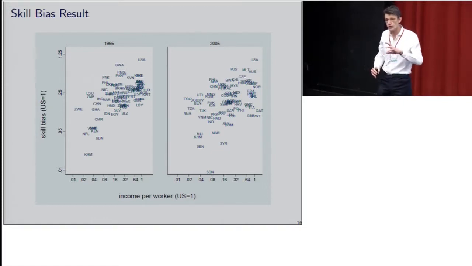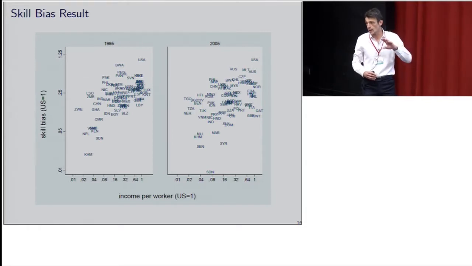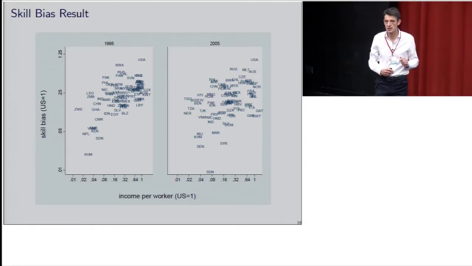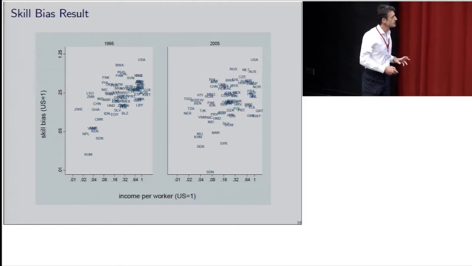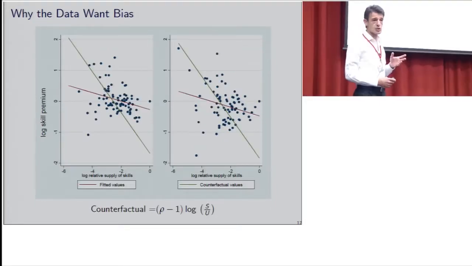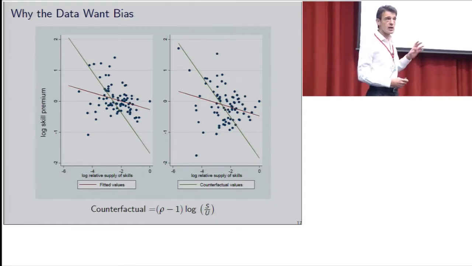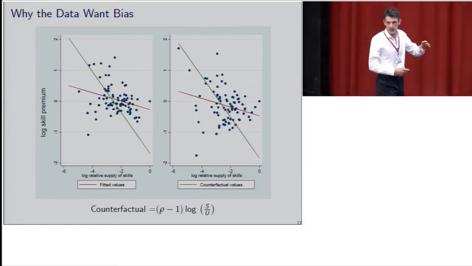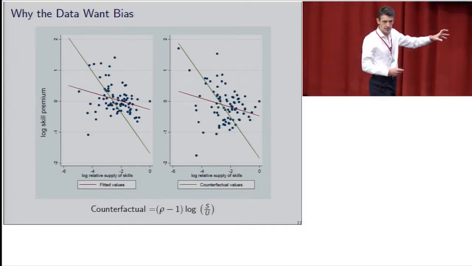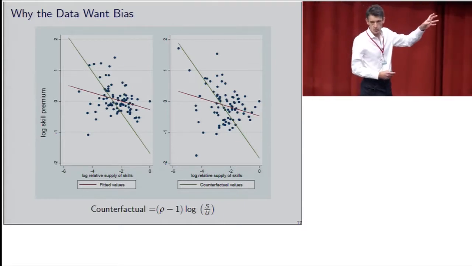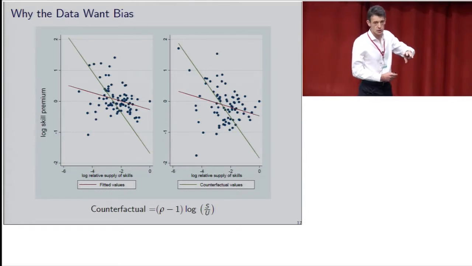Now, it's going to be very useful for what comes next to explain how this result comes about. Why does the data tell you that there is this strong skill bias? I think many of you have probably already gotten it, but just to be all on the same page, let's think about why I get this strong skill bias across countries. Here I'm plotting the same original data, the wage premium and the relative supply of skills. Before, I plotted them against per capita income or income per worker; here I'm plotting them against each other. I have the skill premium on the vertical axis and the supply of skills on the horizontal axis.